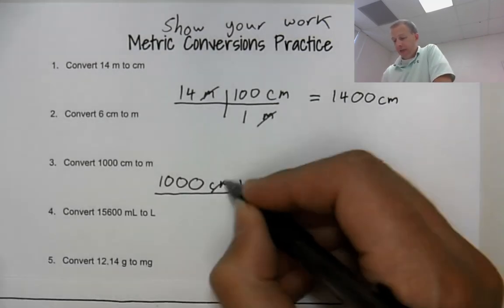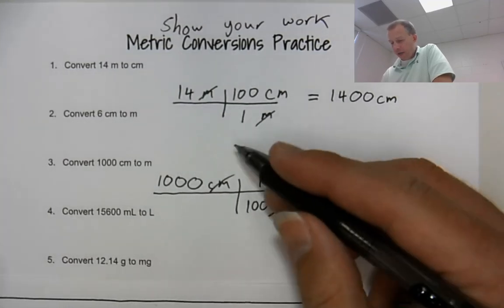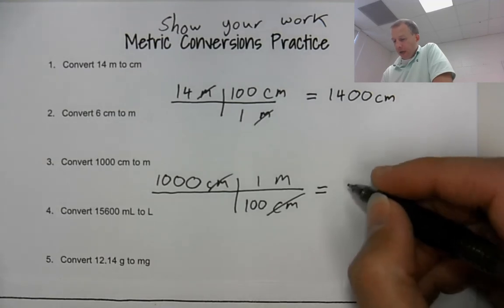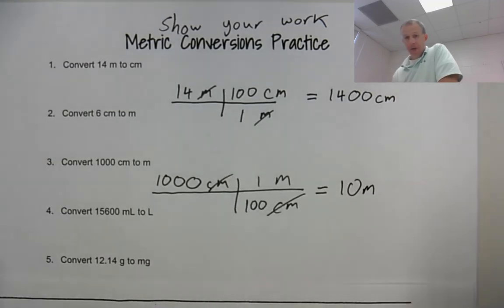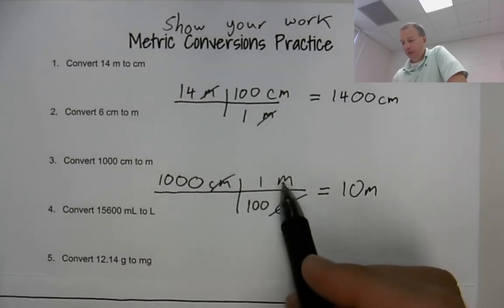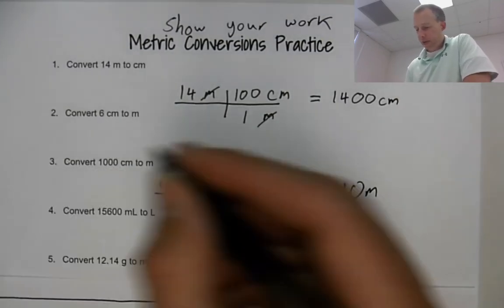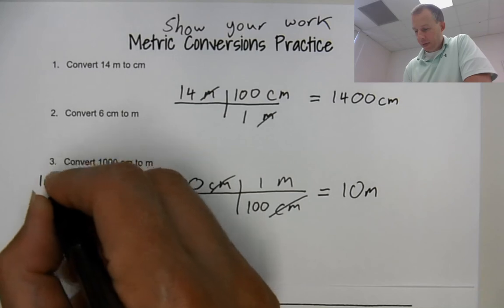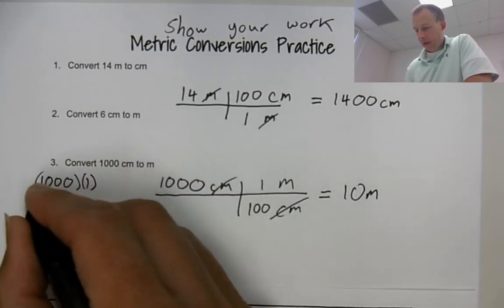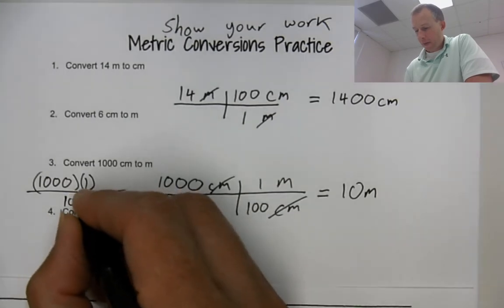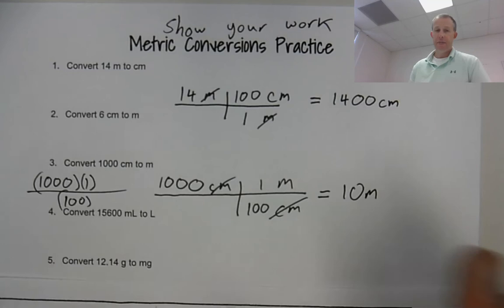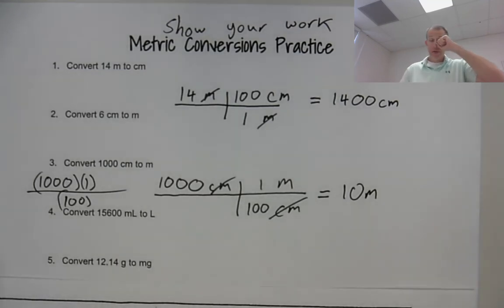So you're going to cancel these out, and you'll just do 1,000 divided by 100, and you're left with the fact that that is 10 meters. All right. So you're going to multiply, and if you need to see the algebra here, or just the math, because some people still get a little confused, this is the same thing as saying 1,000 times 1 divided by 100. Mathematically, they're the same thing.